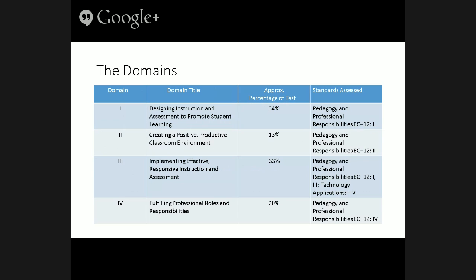Domain number 2, creating a positive, productive classroom environment, is 13% of the test. Domain number 3, implementing effective, responsive instruction and assessment, is 33% of the test. And domain number 4, fulfilling professional roles and responsibilities, is 20% of the test.